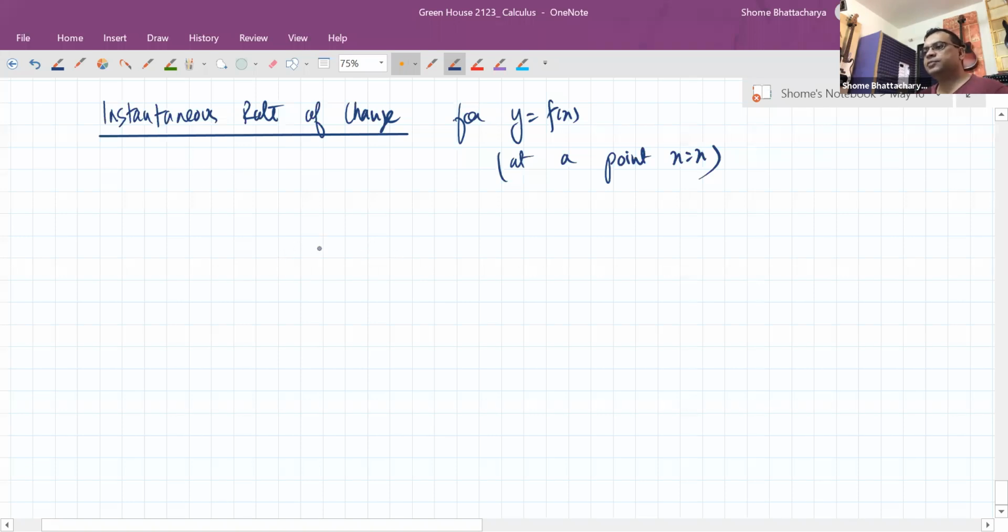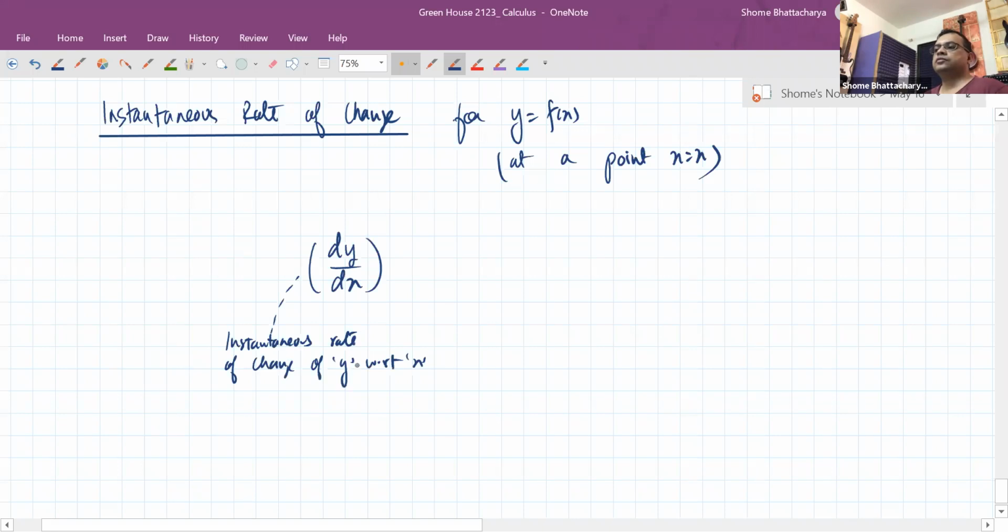So it is given by a special symbol which you might have seen. This is given by the symbol dy by dx. So this symbol itself is the symbol for instantaneous rate of change of y with respect to x. This is a symbol for it.